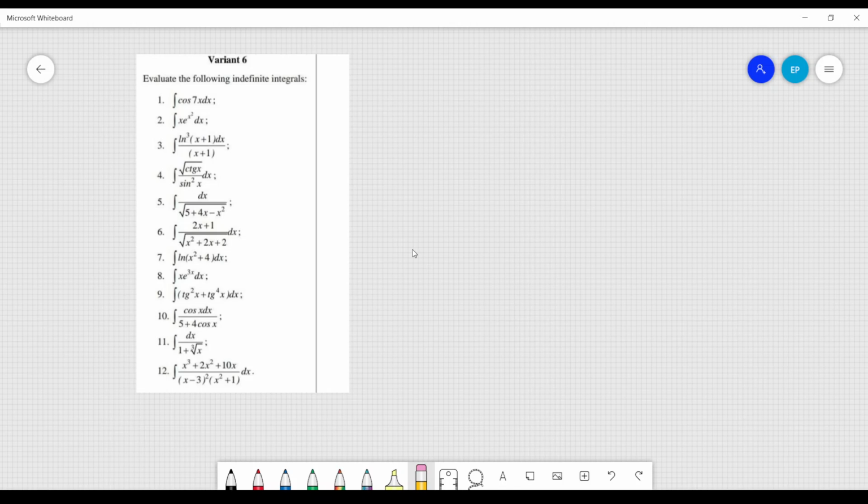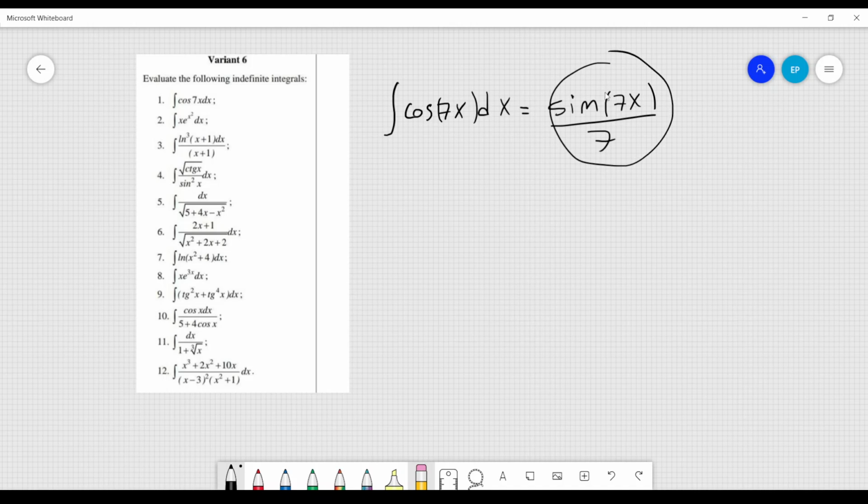Here we have some integrals to calculate. Let's start with the first one that we can see here, the integral of the cosine of 7x dx. This integral is quite easy to calculate. We can just simply write down the solution because it's very easy: sine of 7x divided by 7. If you take the derivative of this expression, you will get exactly the cosine of 7x.